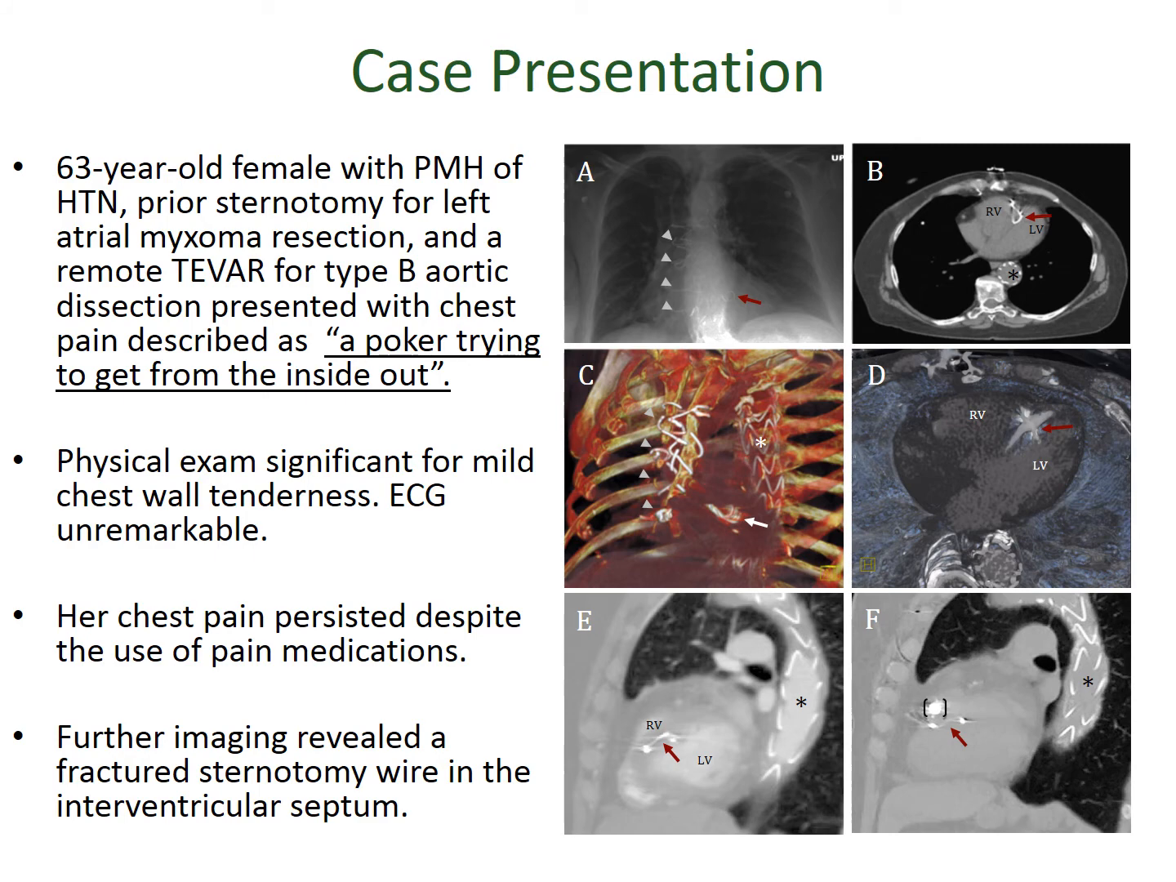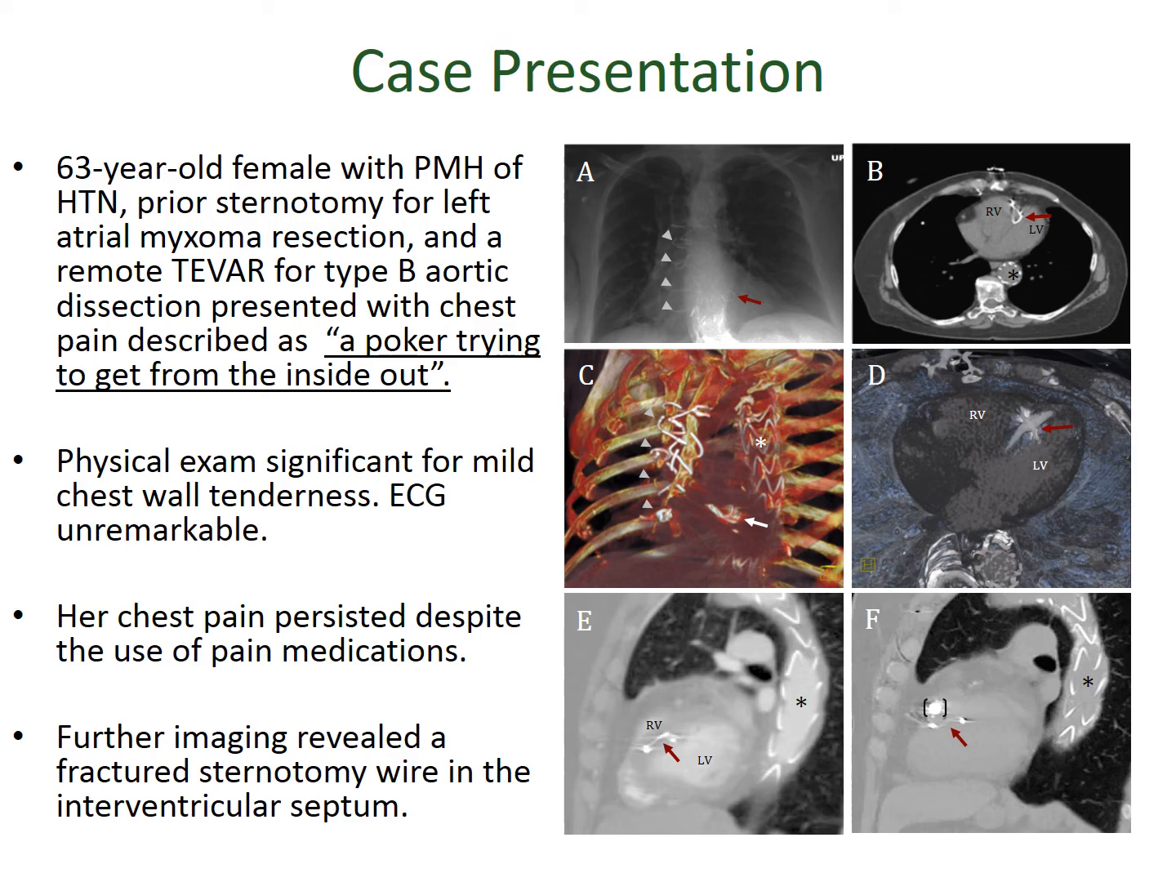Figure A is a chest X-ray, PA view. The gray triangles show the fractured sternal wires and the red arrow points to the migrated wire fragment. Figure B is her chest CTA in axial plane. The arrow points to the migrated wire fragment. The prior TEVAR stent is marked by the asterisk.